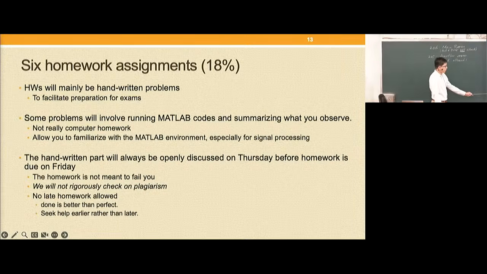We are not going to rigorously check on plagiarism. It's not encouraged, all right? Please be clear, I do not encourage plagiarism, but I encourage honesty, okay? Let's all be honest about our learning process, our teaching process, okay? So far, so good?